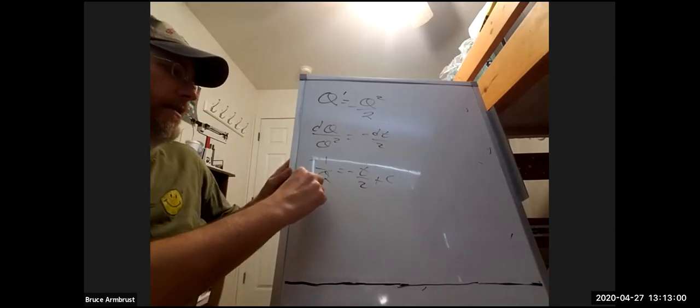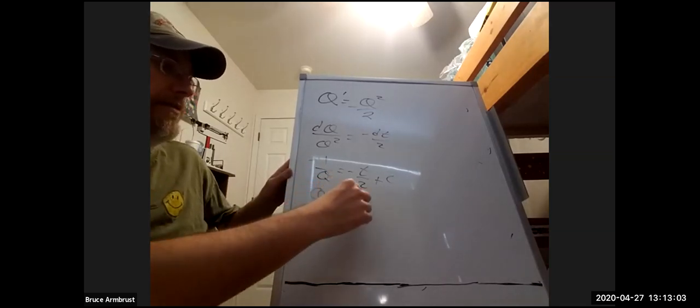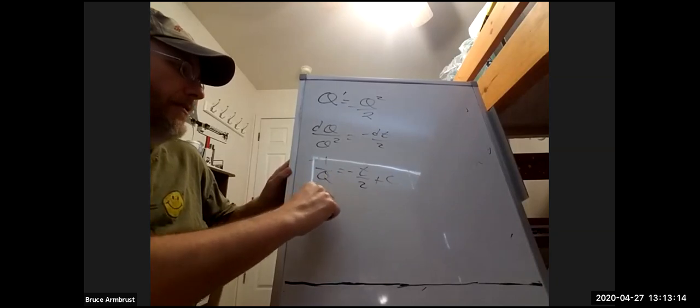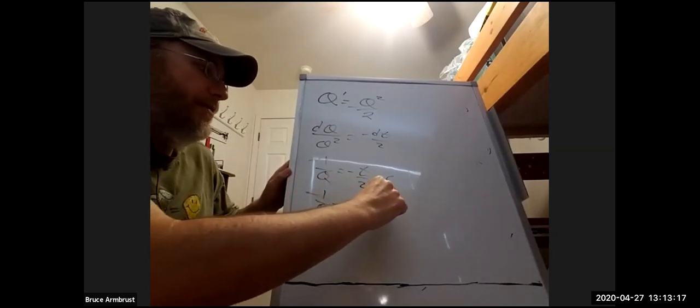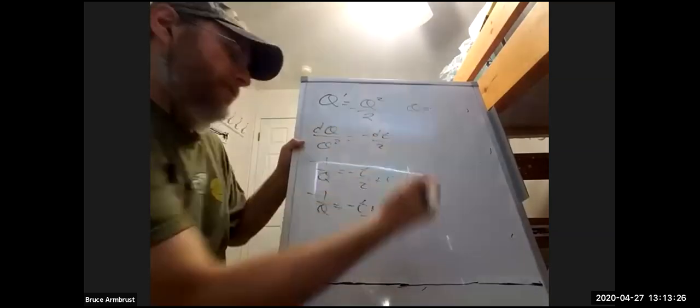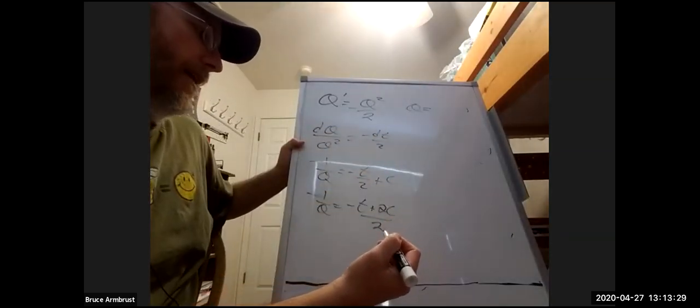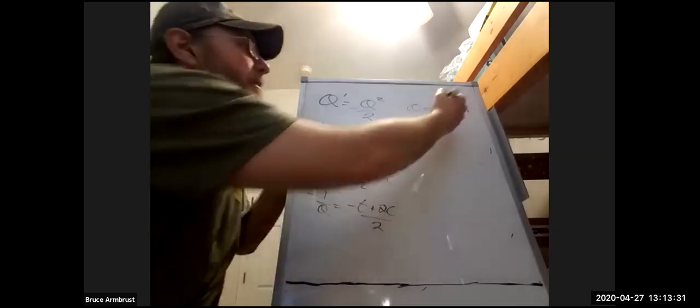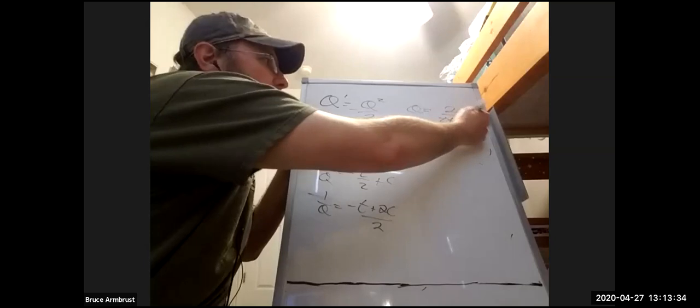So let's multiply everything by 2 and flip stuff over. So we're going to get q is equal to, well, 2c, but we don't really care about that. Let me just go ahead and do the algebra here real quick. So we've got minus 1 over q equals negative t plus 2c over 2. So we'll just change that to a different c. So we get q is equal to, if I change the sign on that, 2 over t plus c.